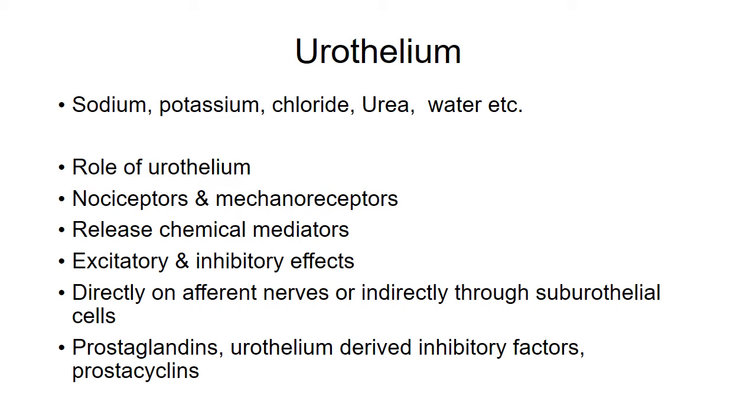Now we can look into the urothelium. We can see that the urothelium is permeable to sodium, potassium, chloride ions, urea and water. The main role of the urothelium is that it provides defense against pathogenic bacterial infections and it modulates the detrusor muscle contraction. It also gives afferent signaling to the spinal cord.